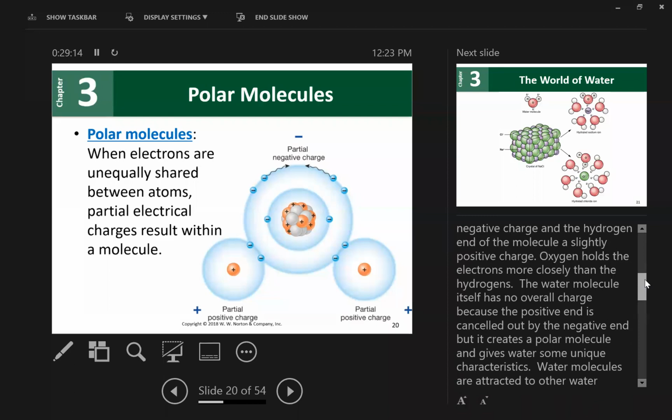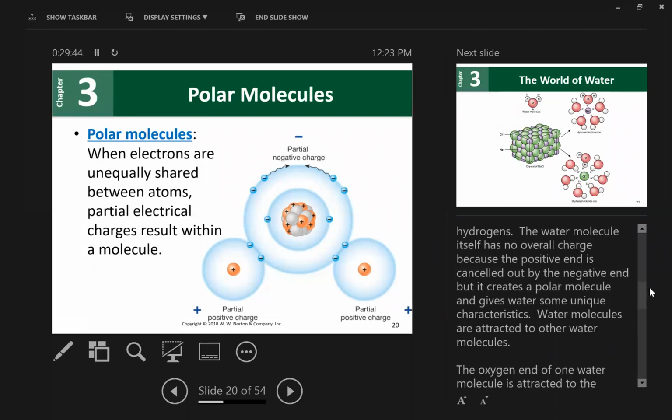Oxygen holds the electrons more closely than the hydrogens. So let me say that again. Oxygen holds on to those electrons more closely than the hydrogens do. The water molecule itself has no overall charge because the positive end is canceled out by the negative end. But it creates a polar molecule and gives water some of those unique characteristics. And water molecules are attracted to other water molecules.